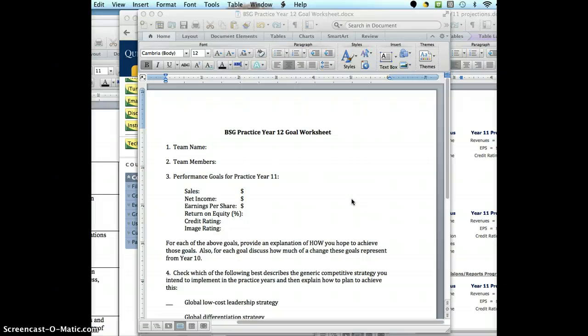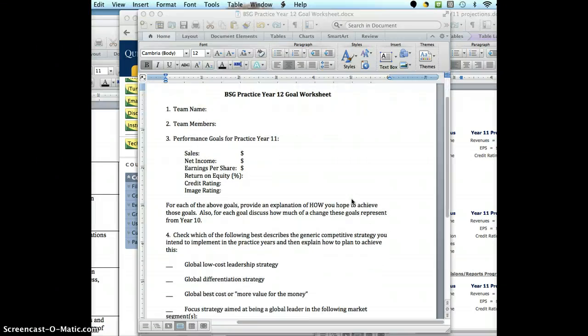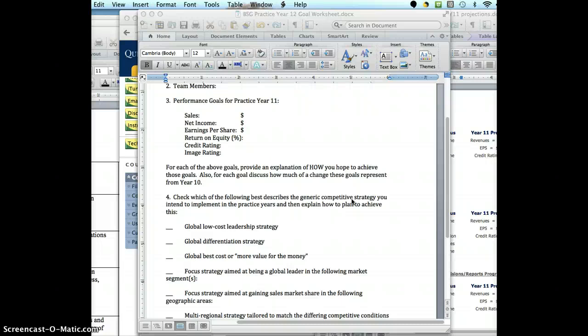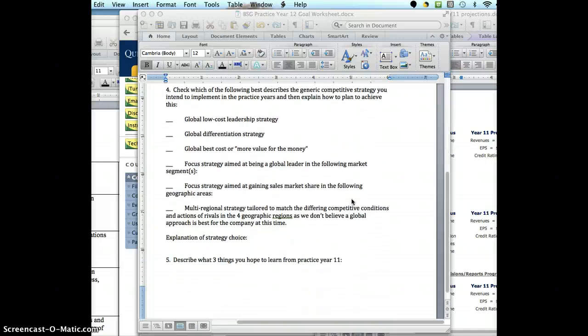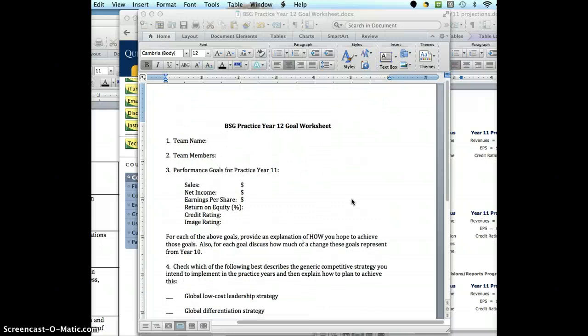And so what I want you to do is go back and look at what you did for practice year 11, compare it to this sheet that you turned in here, and then you're going to do it again and tell me what you want to see for practice year 12.